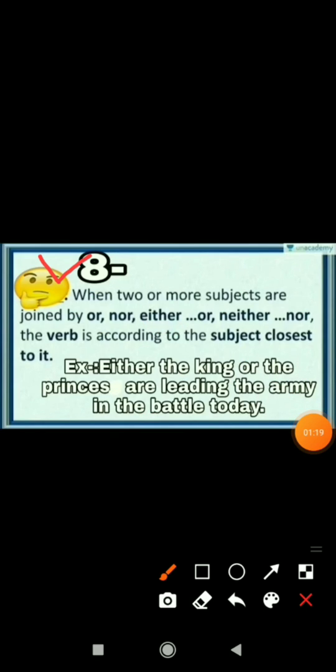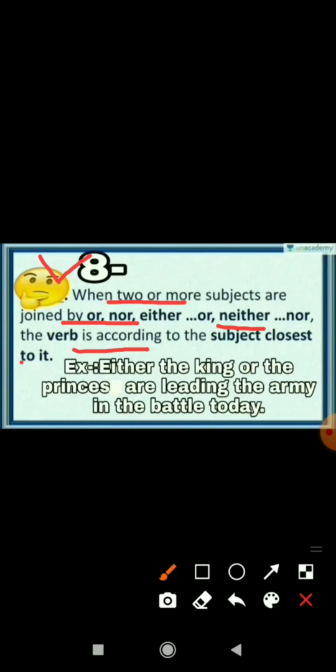Rule number 8 is, when two or more subjects are joined by or, nor, either or, neither nor, the verb is according to the subject closest to it. So when two or more subjects are joined in a sentence by using either or, neither nor, or, nor, we have to use the verb according to the closest subject. Means the subject which is closest to the verb, we will use the verb according to that only.